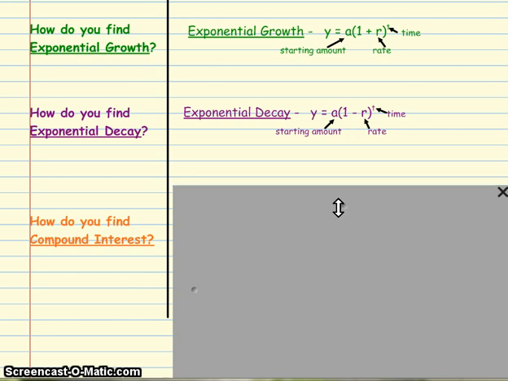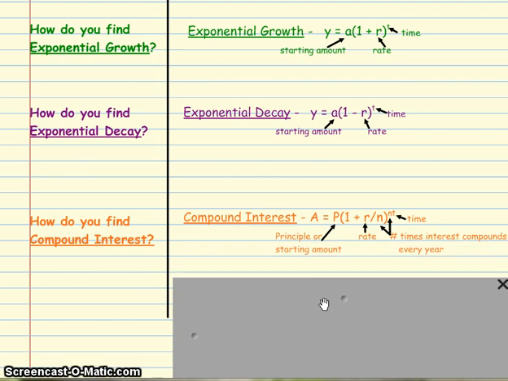And compound interest, used so frequently with money, has the formula a equals p times the quantity of 1 plus r divided by n to the exponent of nt. And p stands for the principal, or the starting amount, r is the rate, n is the number of times that the money or interest compounds every year, and t again is the time in years.